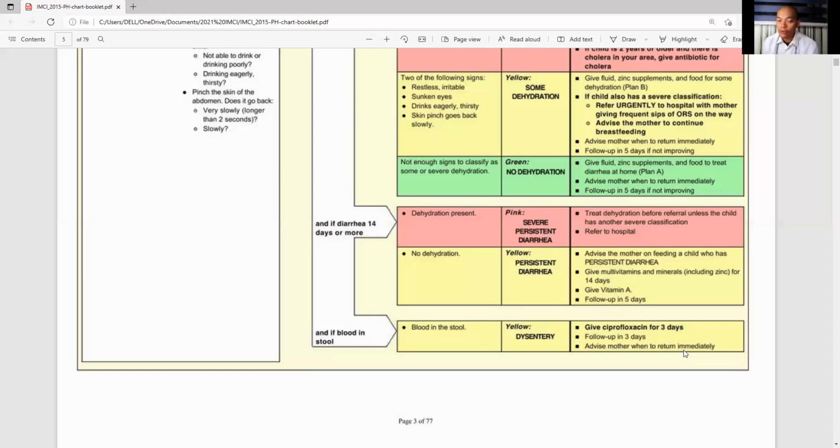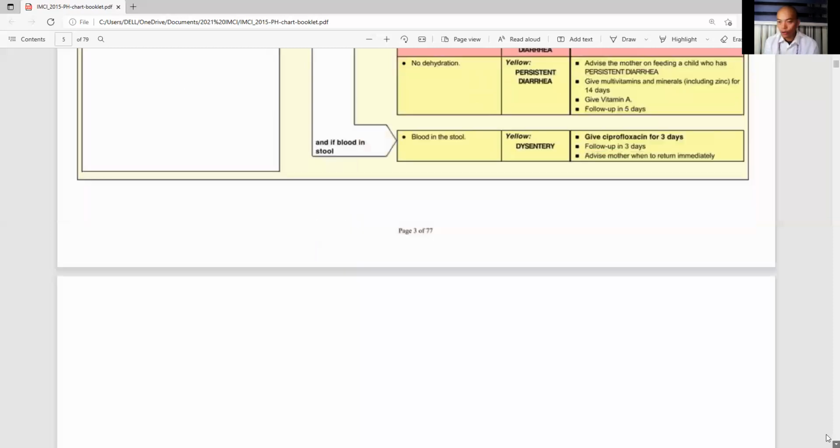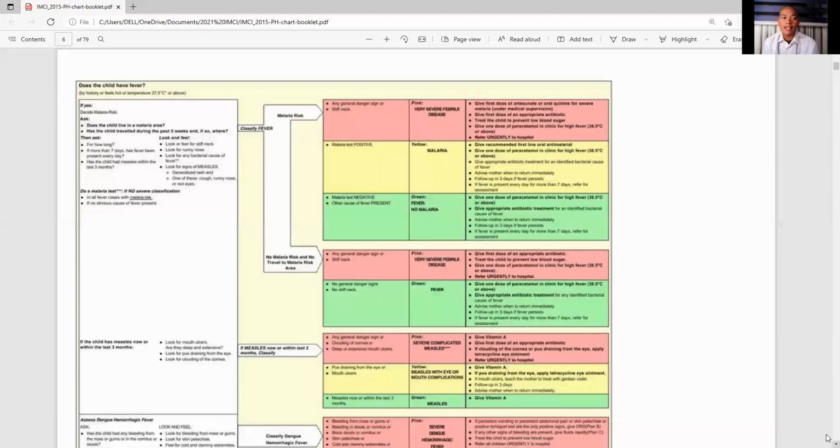Okay, that's why do we stop? No, because it's a flow chart. We go then to the next. Okay, so pag hindi pa rin, or oo, either way, the next thing that we are going to assess is fever. Does the child have fever? Okay, is the question. I'll try to zoom in a bit.